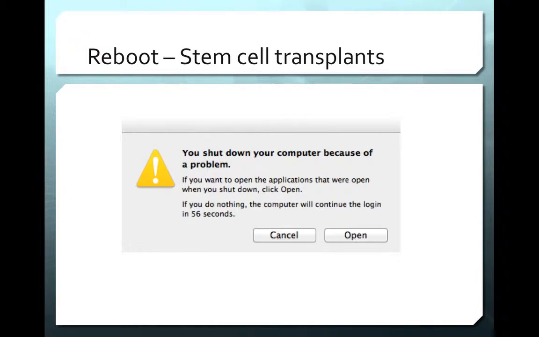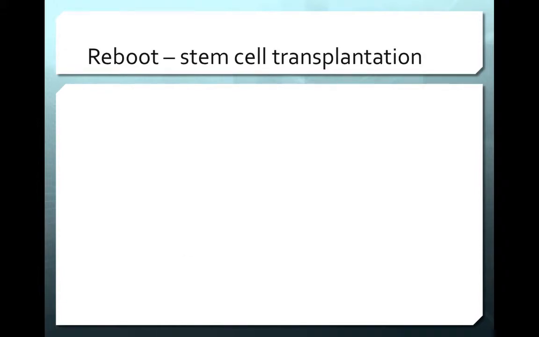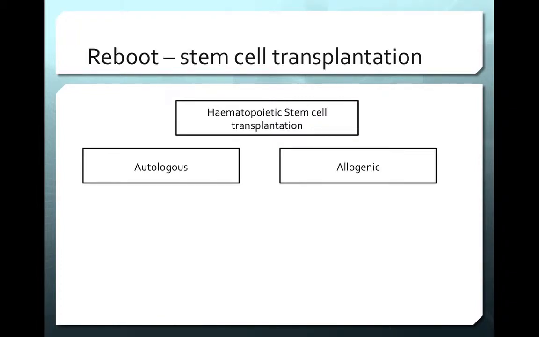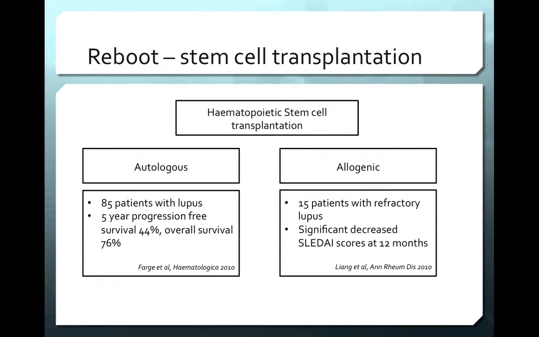So then we get to the stage where you've tried everything else. Is there anything else you can do? And that's where stem cell transplants have been looked at in the past, but it's really looking at a reboot of the immune system. From a hematopoietic stem cell transplantation point of view, you can either have autologous or allogeneic. Both have been looked at in people with lupus and autoimmune disease.